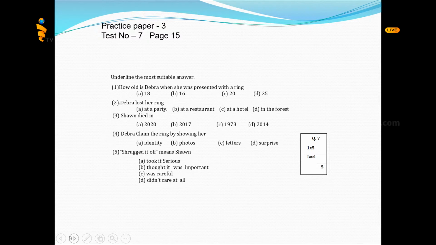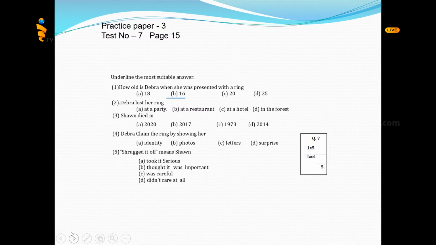Now see, in the second line itself, it says Deborah who was 16 years old at that time. Right? So the answer is directly given there. Answer is B, 16. Question number 2.